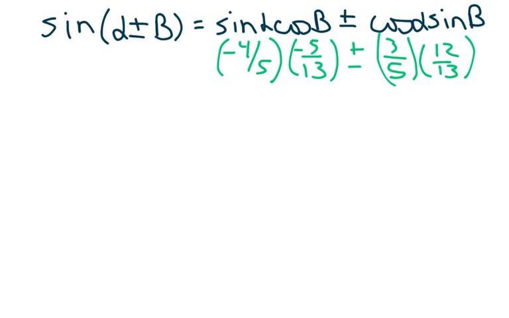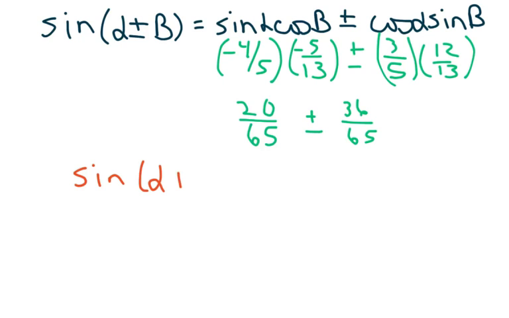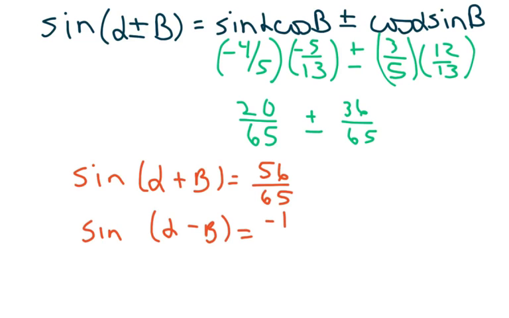Alright, let me just multiply those two. So we get 20/65 plus or minus 36/65. So sine of alpha plus beta equals 56/65, and sine of alpha minus beta equals negative 16/65. And again, you might want to write these down because we're going to use these for our tangent. Okay, I wrote mine down.